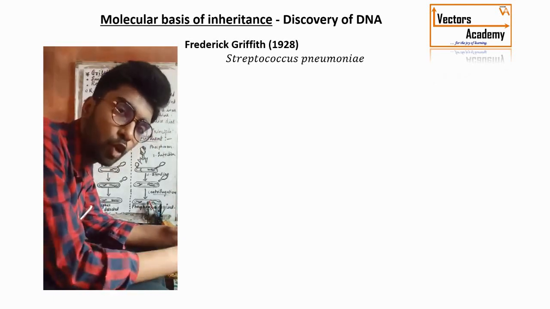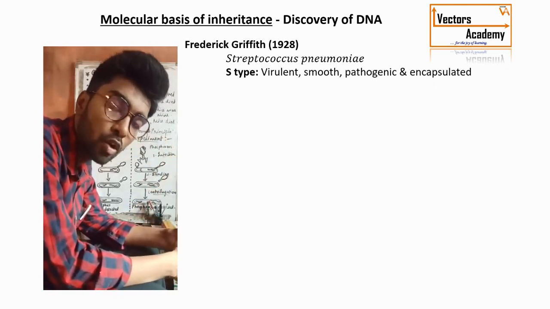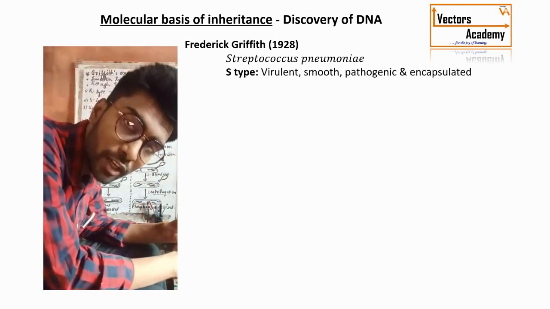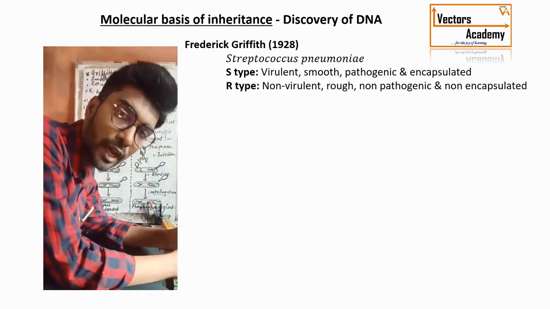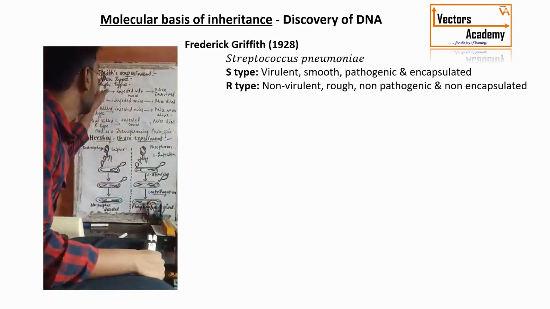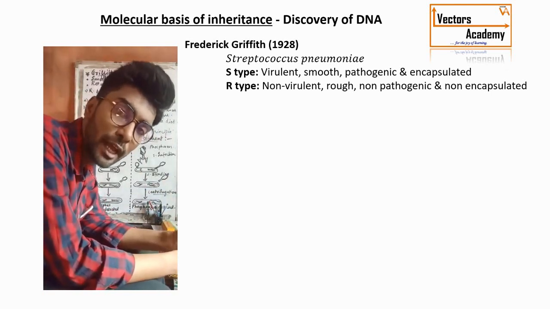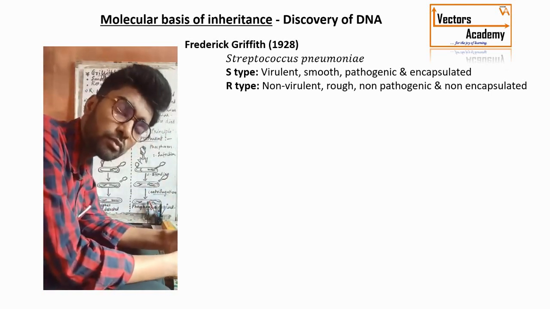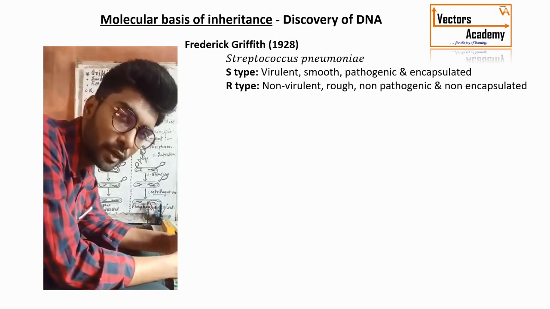Now he took two different strains of bacteria, right? One was called the smooth type of bacteria or the S strain, and the second one was the rough type of bacteria, also called R type, right? So the first one is smooth type and the second one is rough type. Now the smooth type of bacteria was virulent, pathogenic and encapsulated, right?